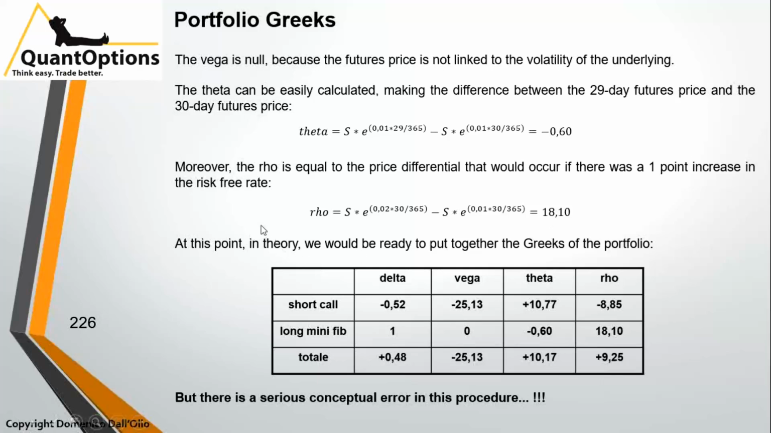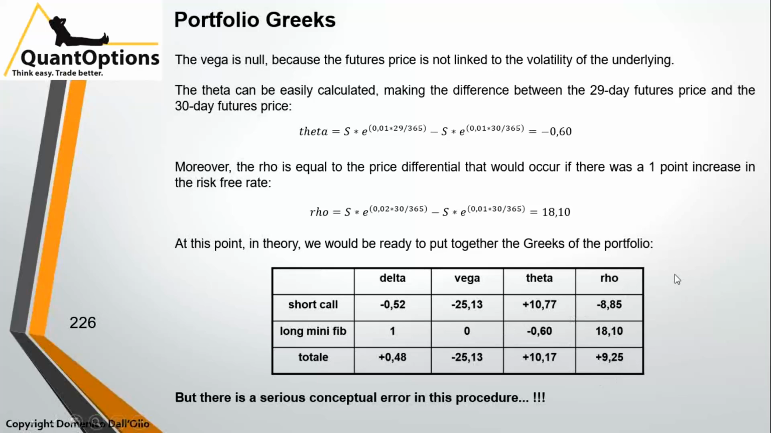At this point, in theory, we would be ready to put together the Greeks of the portfolio. Indeed, for the short call, the Greeks are the ones already seen. For the long mini-fib, futures on the FTSE index, called mini-fib in Italian, it's delta 1, Vega 0, Theta minus 0.60, rho plus 18.1. So the total balance would be plus 0.48 in terms of delta, minus 25.13 in terms of Vega, plus 10.17 in terms of Theta, plus 9.25 in terms of rho.